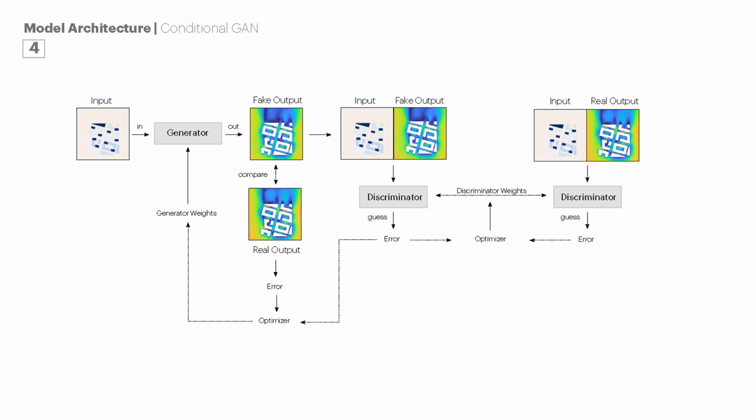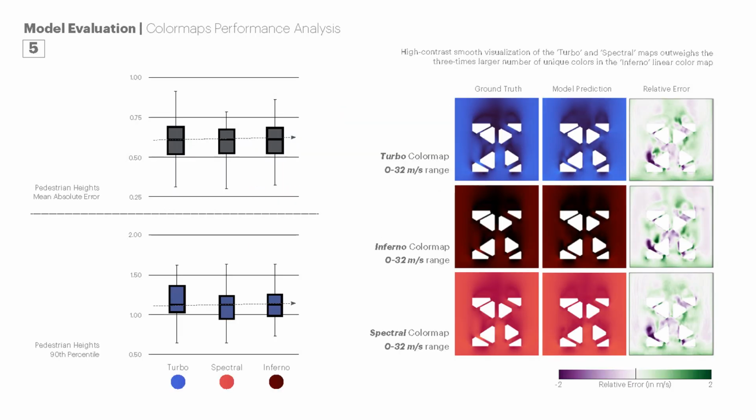And at the same time, there is a discriminator, which is trained to detect which output is real and which one is fake. In order to evaluate and compare the different models, we use the mean absolute error and the 90th percentile error to compare between them.